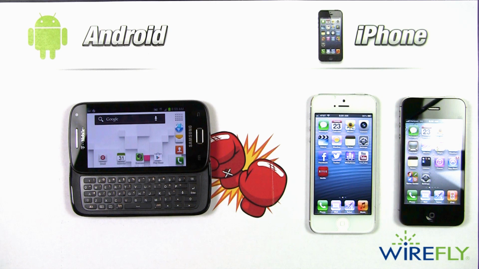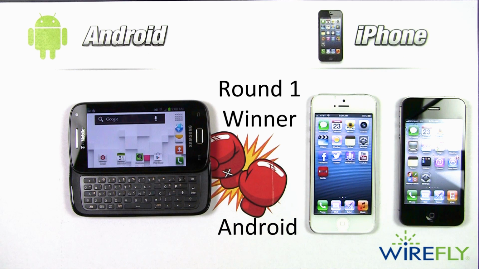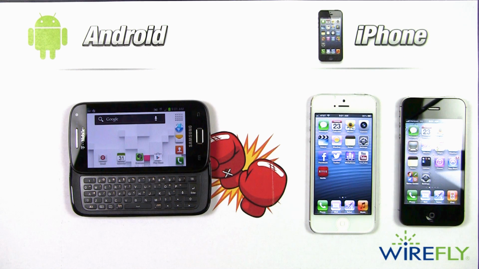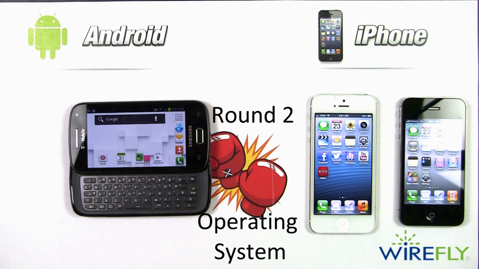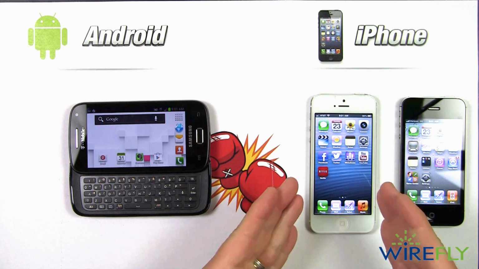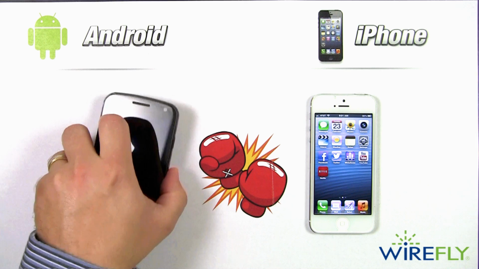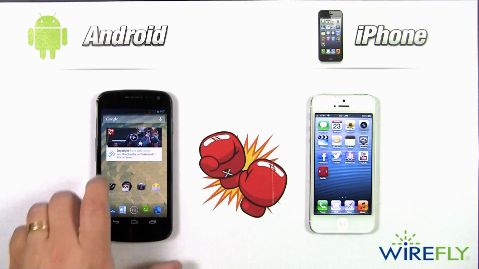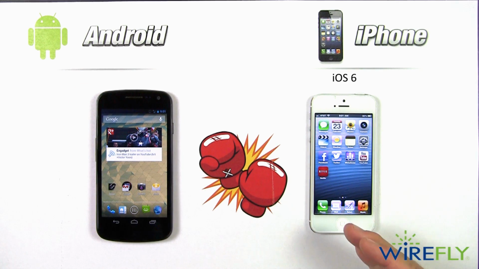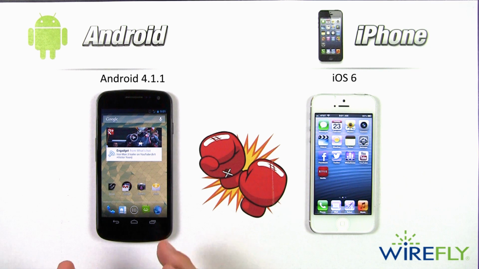So with all the different design options and benefits that Android phones have over iPhones, I would say round 1 goes to Android phones. Let's go ahead and dig into round 2. Round 2 is going to be about operating system. Now in round 2, we're just going to compare the iPhone 5 with the Samsung Galaxy Nexus. The iPhone 5 is running Apple's iOS 6, where the Galaxy Nexus is running the latest version of Android right now, 4.1.1 or Jelly Bean.